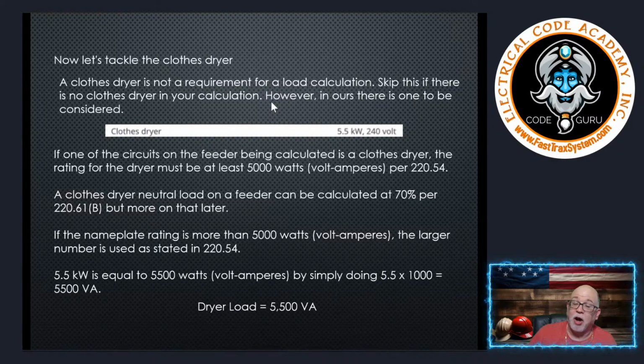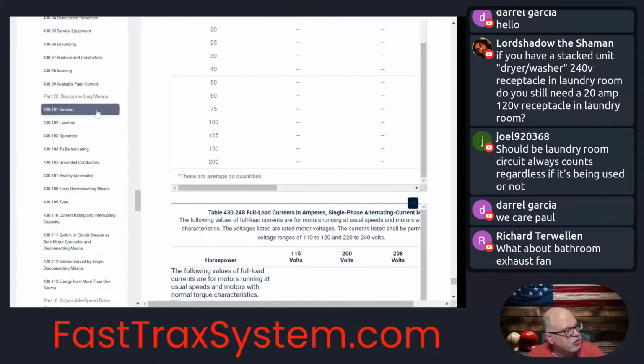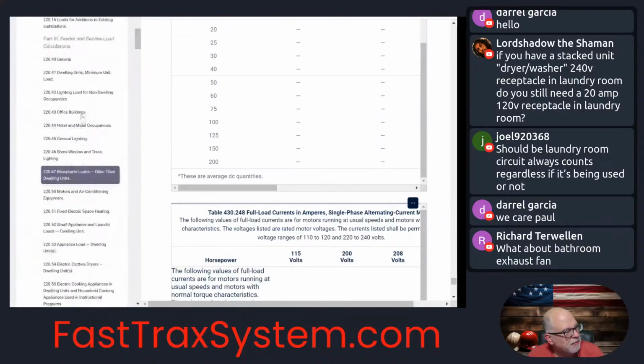All right, so in our case, we did have a dryer, and it was 5.5 kW or 5,500 watts or 5.5 kVA, however your flavor. All right. Now, what does it say in the NEC under Article 220.54? Well, we can go look at it. And I'll take us back to 220.54. Bear with me.